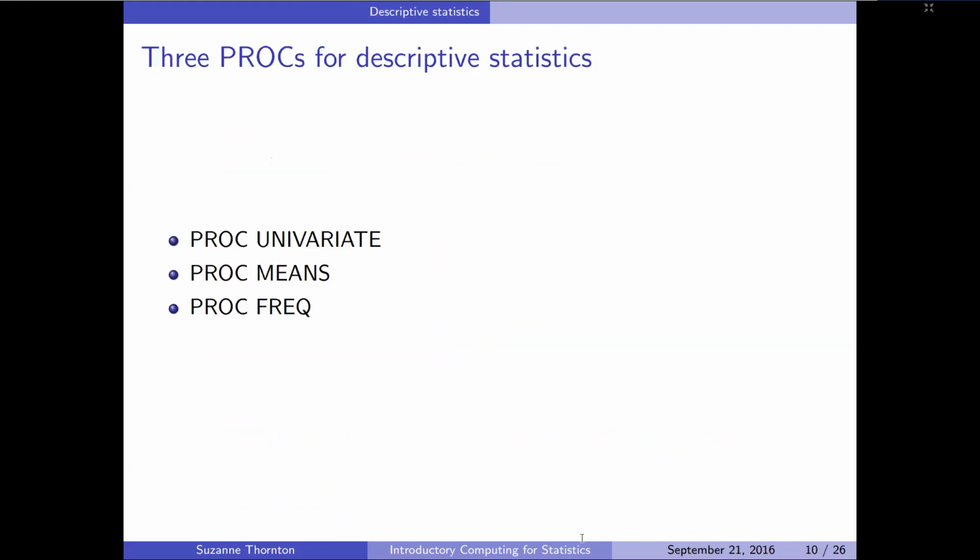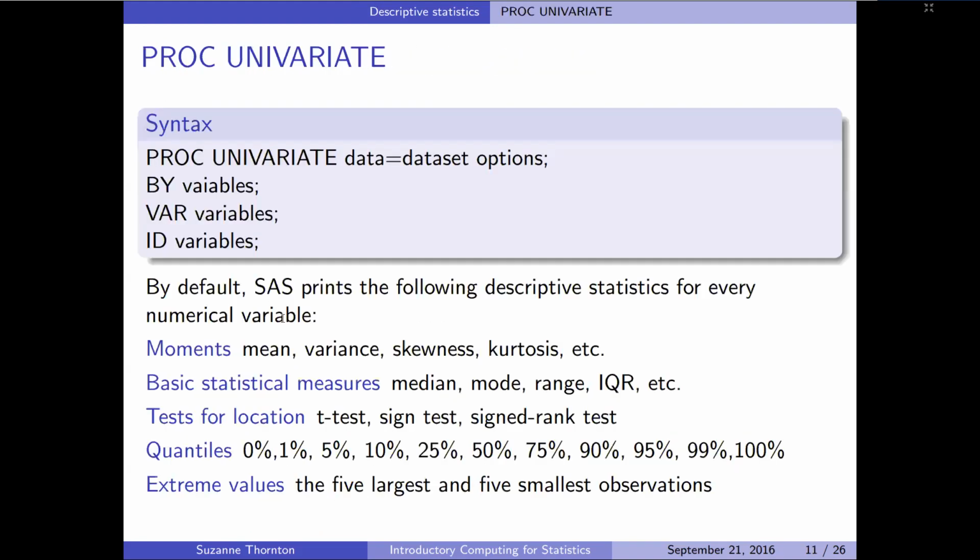Now we will move on to the procedures for descriptive statistics. We will use the univariate procedure, the means procedure, as well as the frequency procedure. The univariate procedure has the basic syntax as follows. We type in the univariate procedure and use the data keyword to specify the data set. And we have several different options. We use the by variables to tell SAS to analyze the variables according to the groups given by the by statement. And we use the VAR statement to tell the SAS software which variables to analyze.